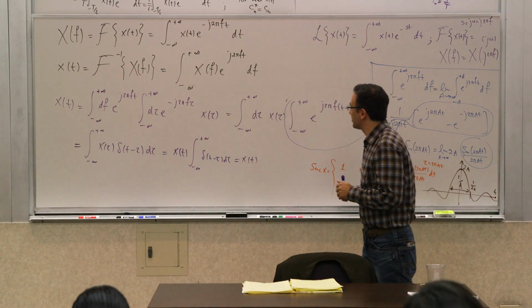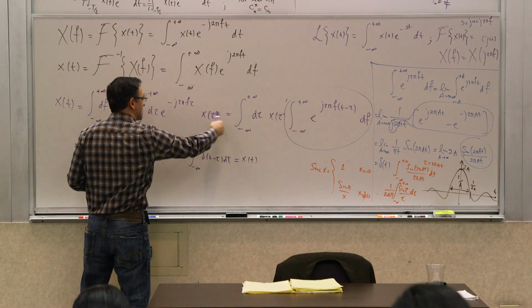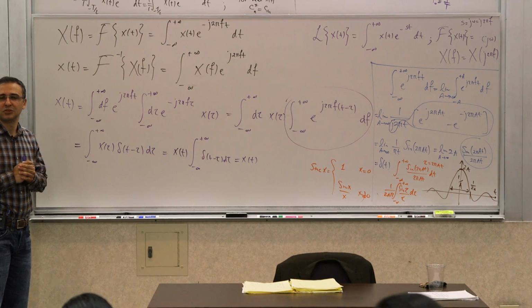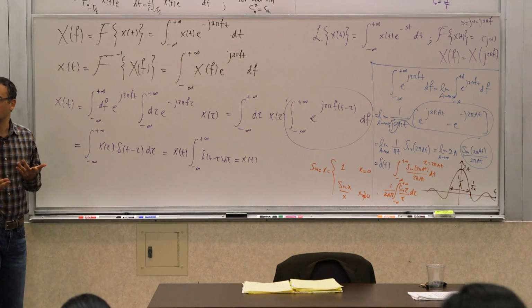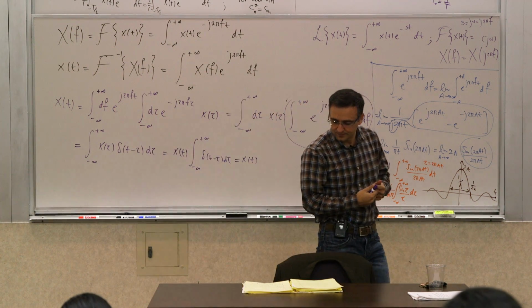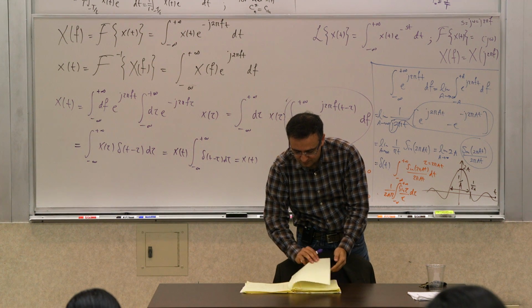So you can see that we started with x of t, and applying the Fourier transform and its inverse, we got back to x of t, which shows that these two transforms are indeed inverses of each other. So any questions?